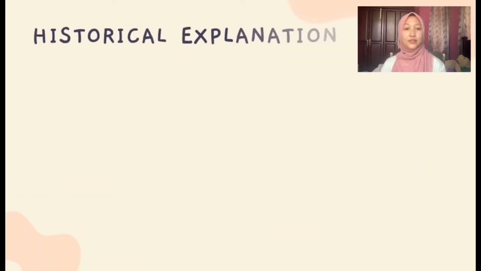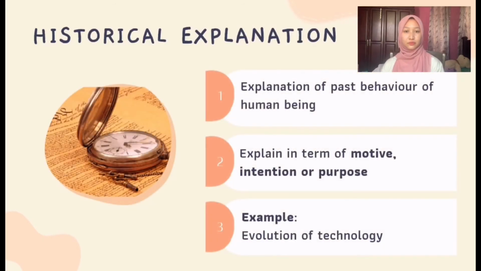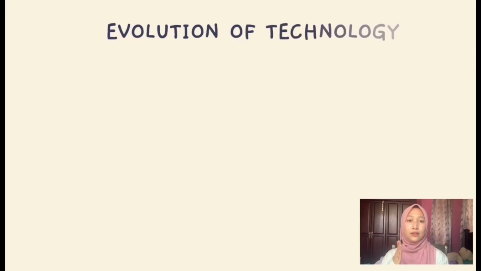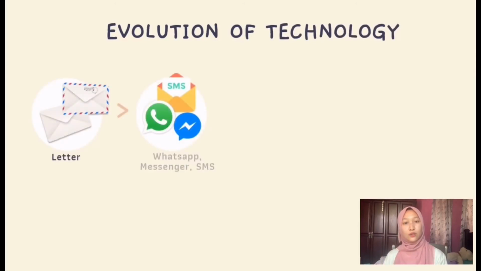Next is historical explanation. Historical explanation is related to history. It is actually an explanation of the past behavior of human beings in terms of their motive, intention, or purpose, which means an explanation of why people in the past decided to do something. For example, the evolution of technology. So let me explain about the evolution of technology.